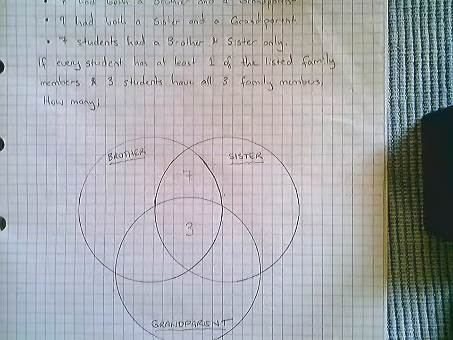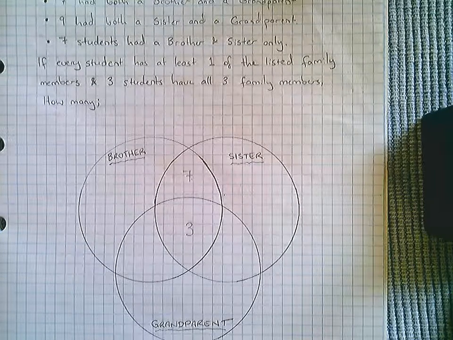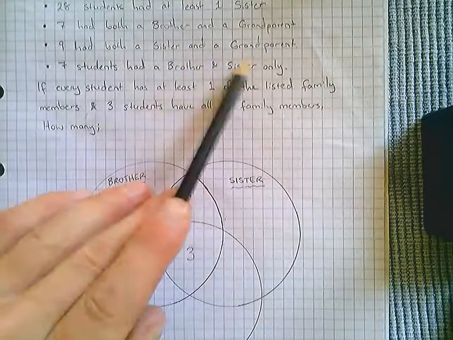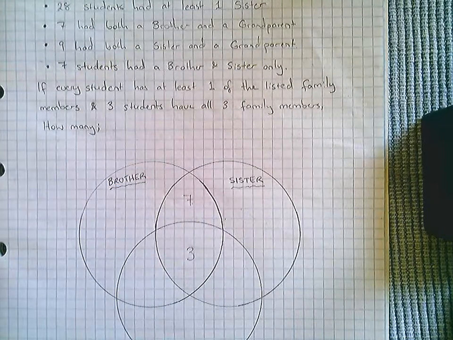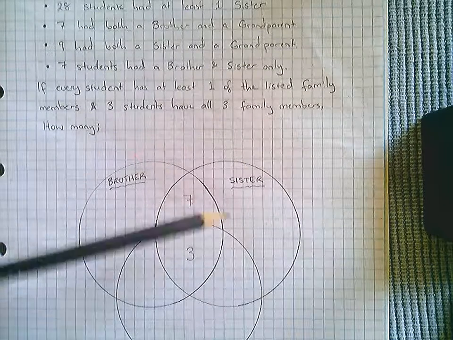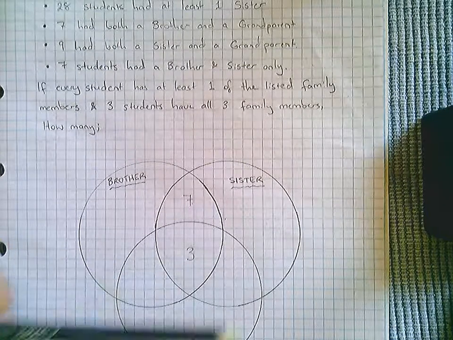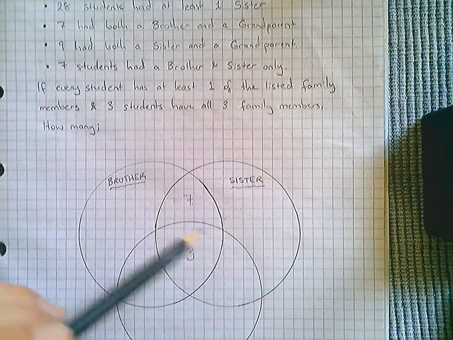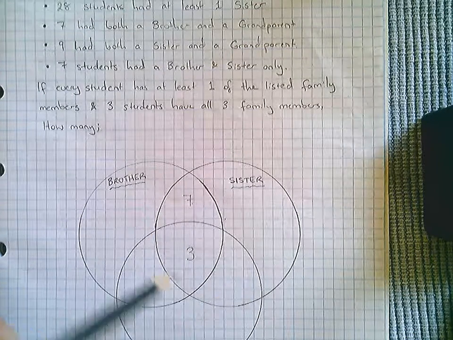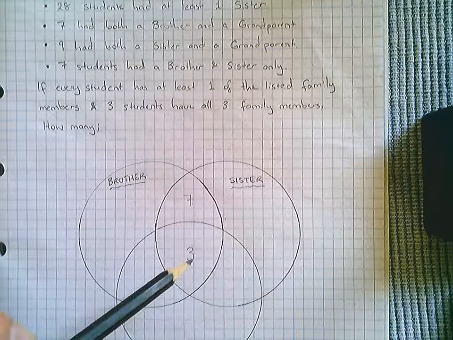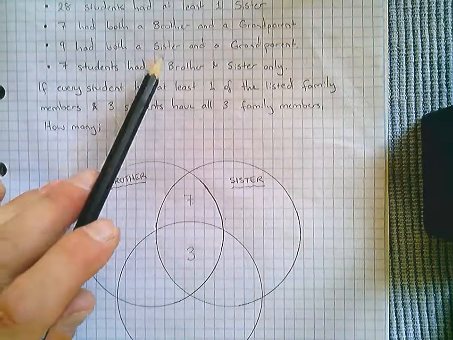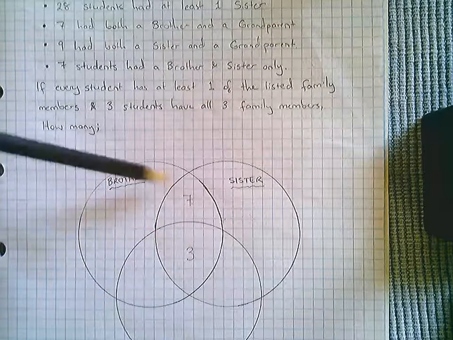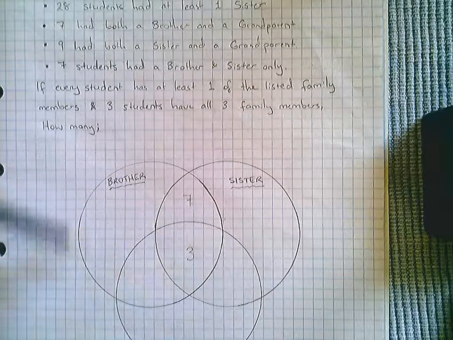Okay, looking at some more information. We're told that 9 had both a sister and a grandparent. So what we need to do is, looking at the sister circle and the grandparent circle, where they overlap represents those 9 students who had both a grandparent and a sister. Now, we don't have to worry about this 3 because it doesn't specify a sister and a grandparent only. If it said only, then we couldn't include the 3 because they didn't have, obviously, a brother.